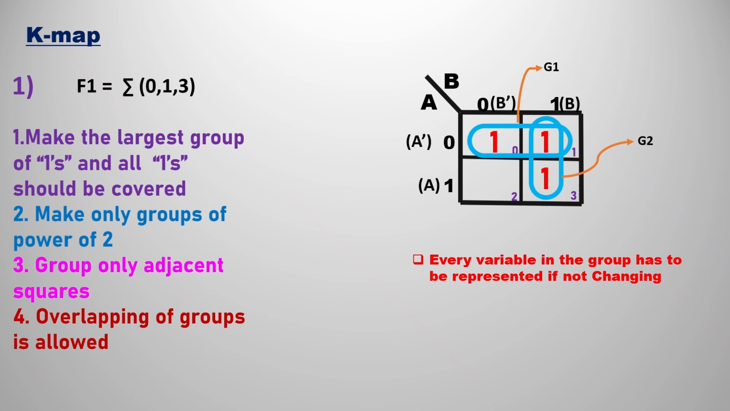And one more important thing, the changing concept is there in this. Every variable in the group has to be represented if not changing. So what is this changing? I will explain this changing in 3 variables very clearly. So let's understand in 2 variables also. While explaining the example, I will explain what is changing.